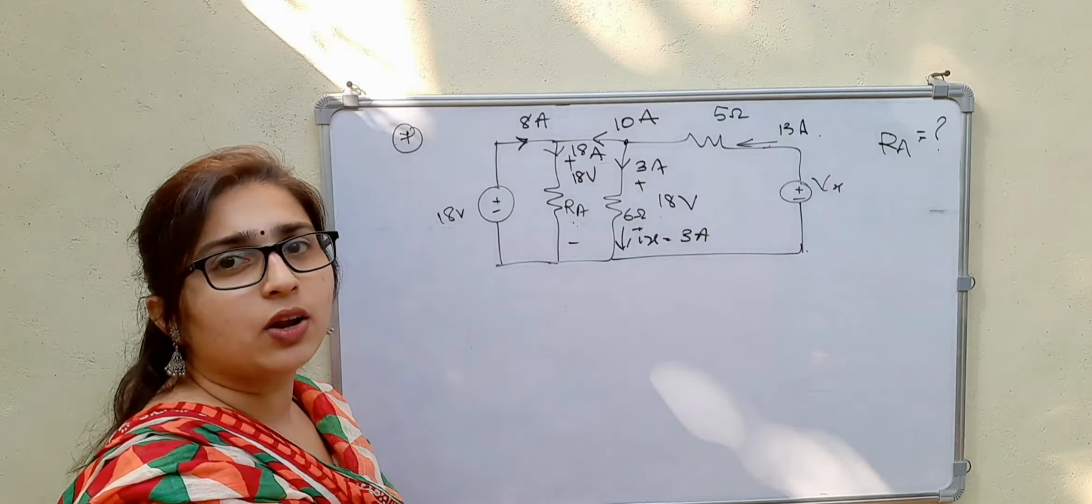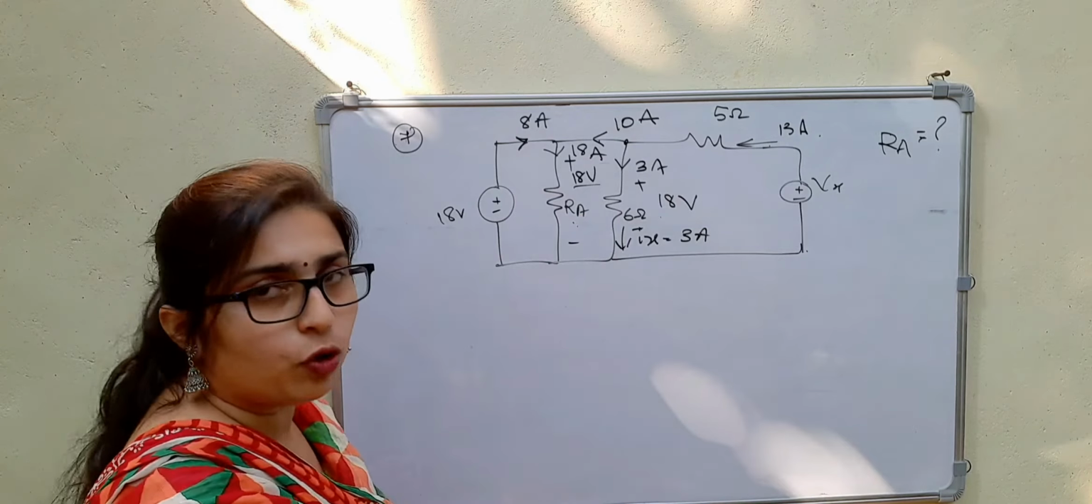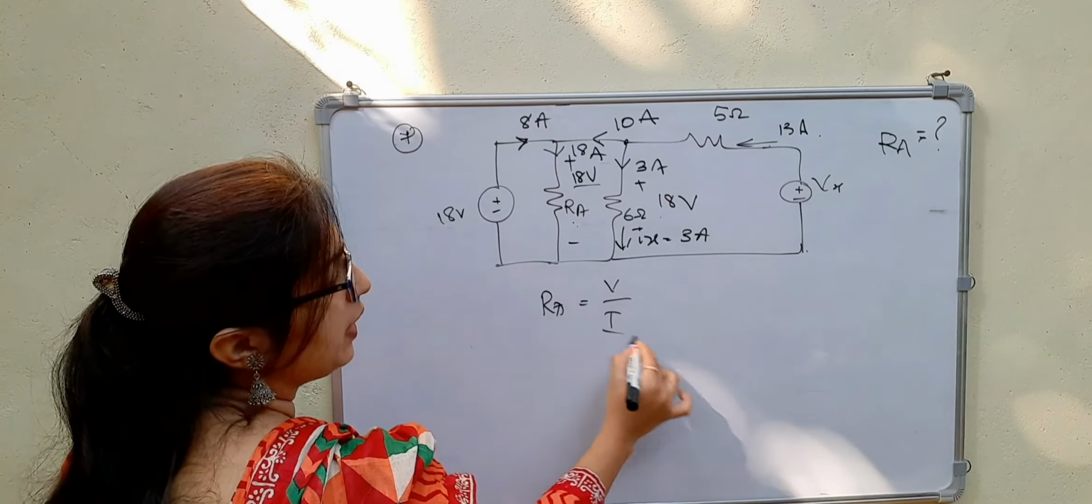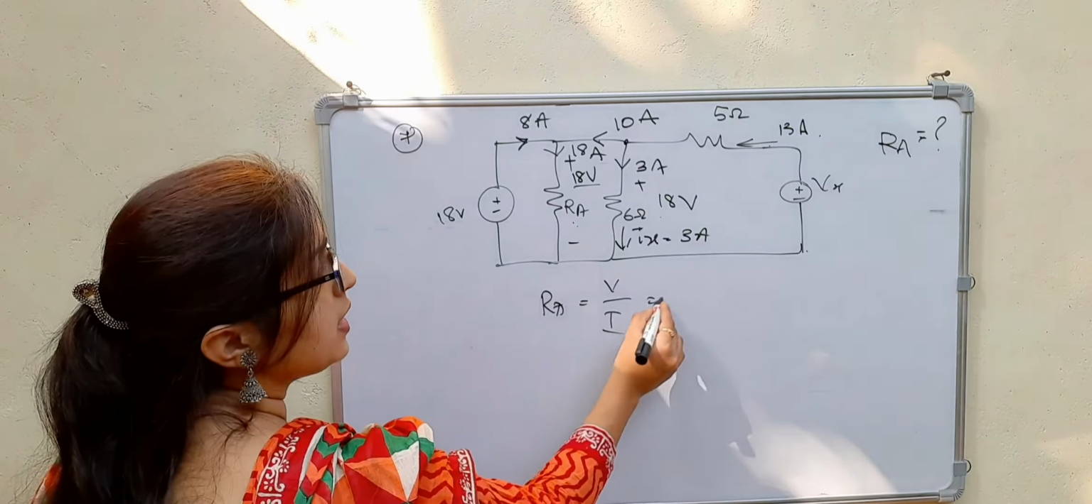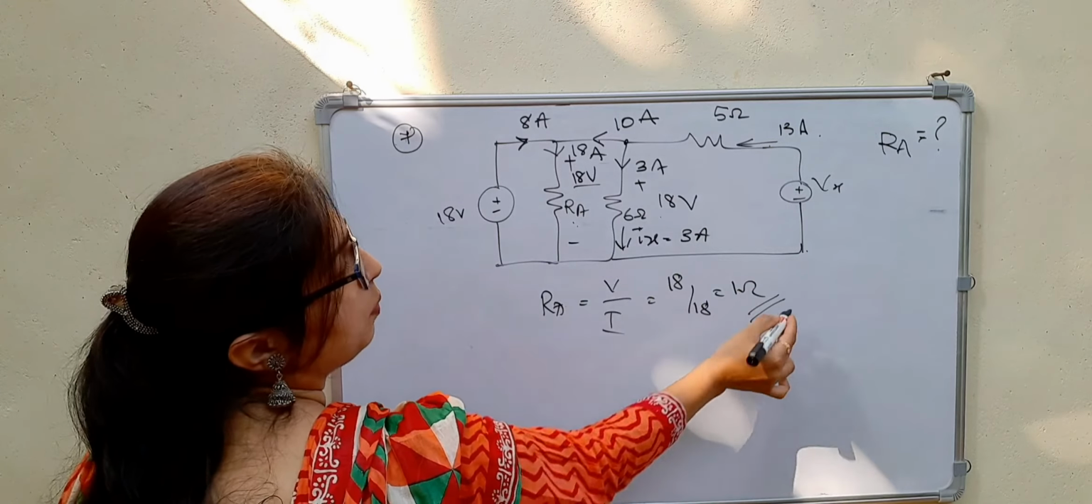Applying KCL at all the nodes. Okay. 18 amperes. So you know it is 18 volts. So RA will be obviously equal to voltage divided by current. So that is 18 divided by 18, that is equal to 1 ohm.